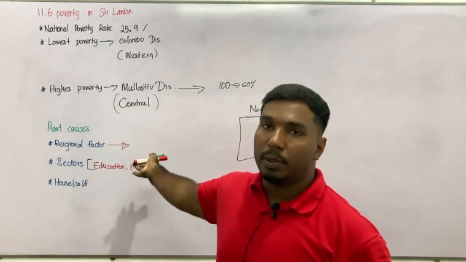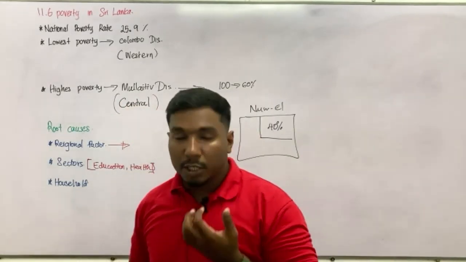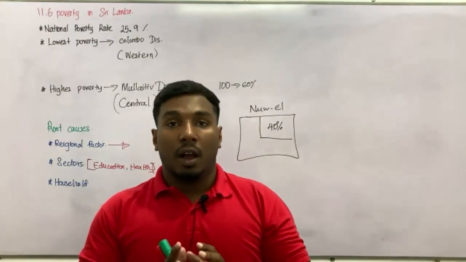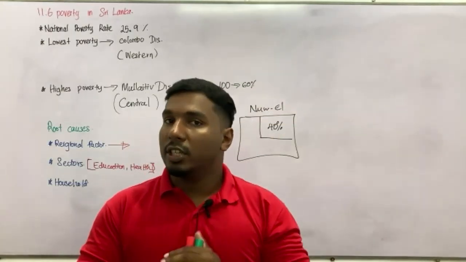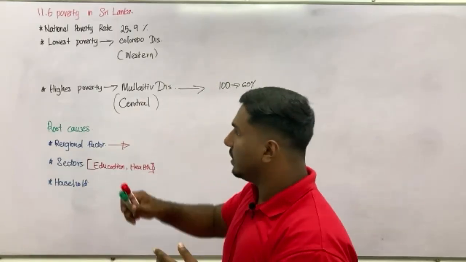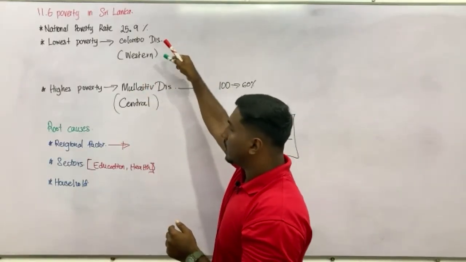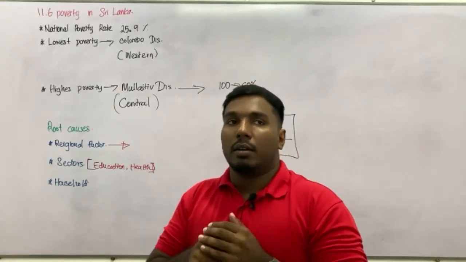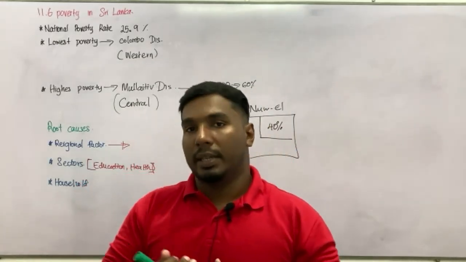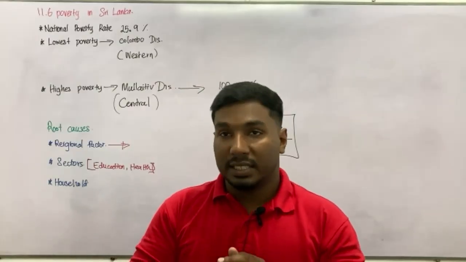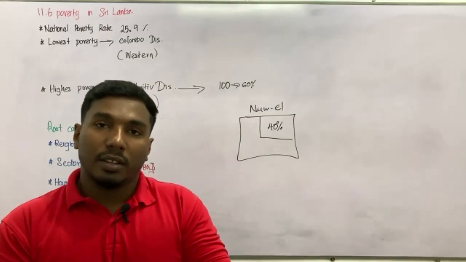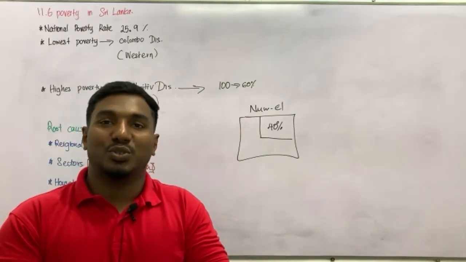Eight will be Western province students. So the educational level and health level are at a very high level in the Western province. That's why the Western province always has the lowest poverty rate, and other provinces aren't able to compete with them. I'm not discriminating, but that's the actual truth. Whether you accept it or not, that's the actual truth.